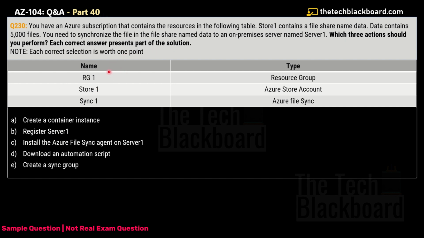Now here you can see that we are given RG1 which is a resource group. We're also given store 1 which is the Azure Storage account and then we have sync 1 which is the Azure File Sync. I'm not sure how many of you actually understand what Azure File Sync is, or how many of you have actually worked on it. But no worries, I will give you some documentation on this one. So let's understand what are the options given here.